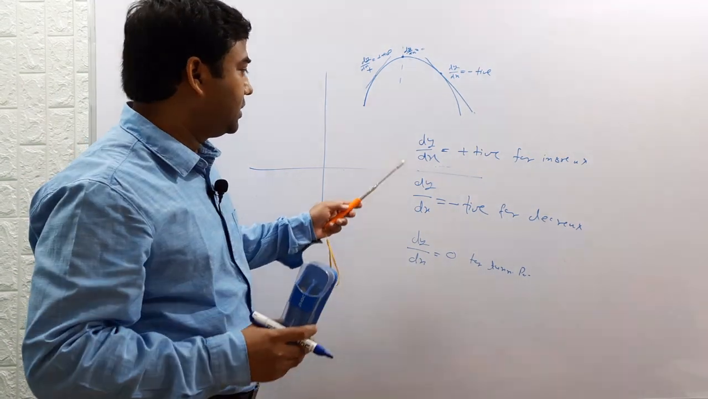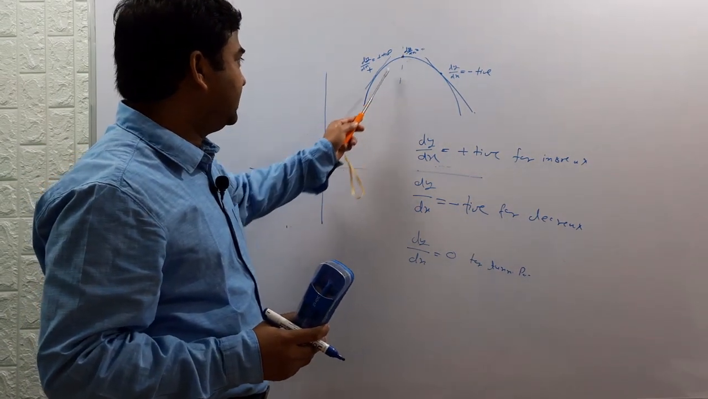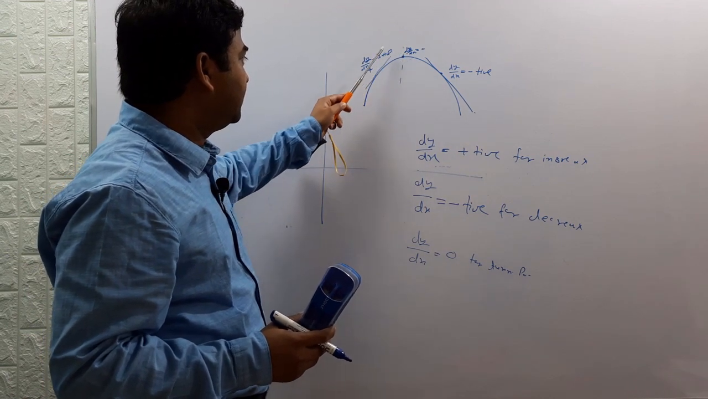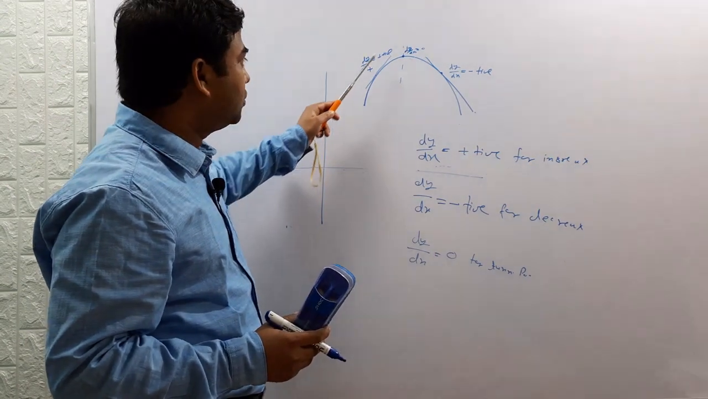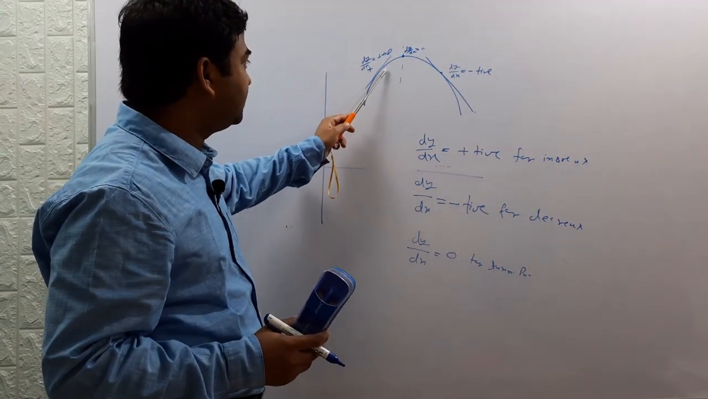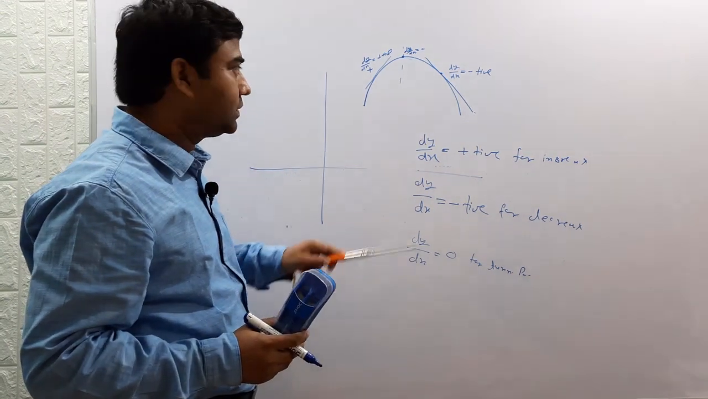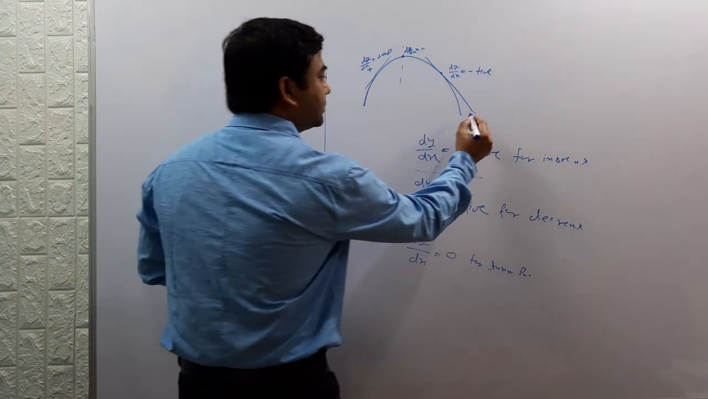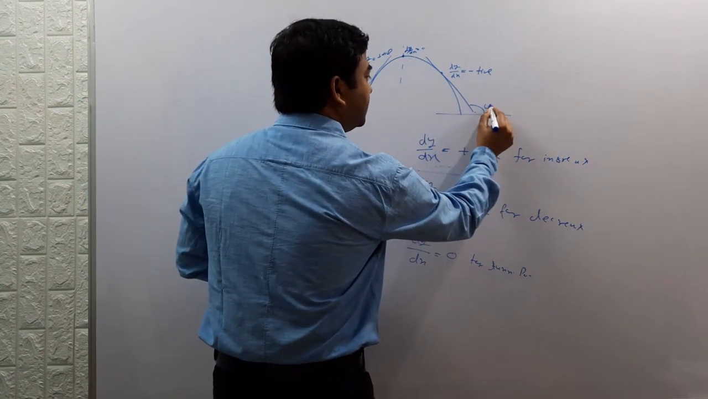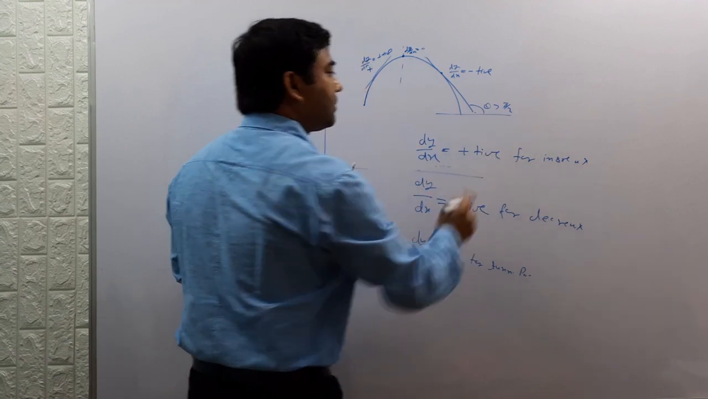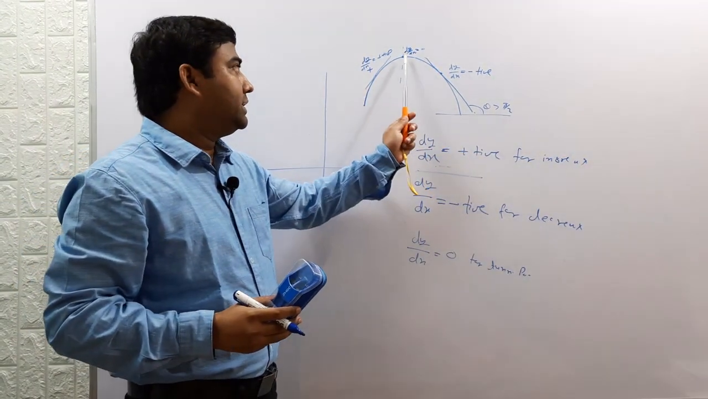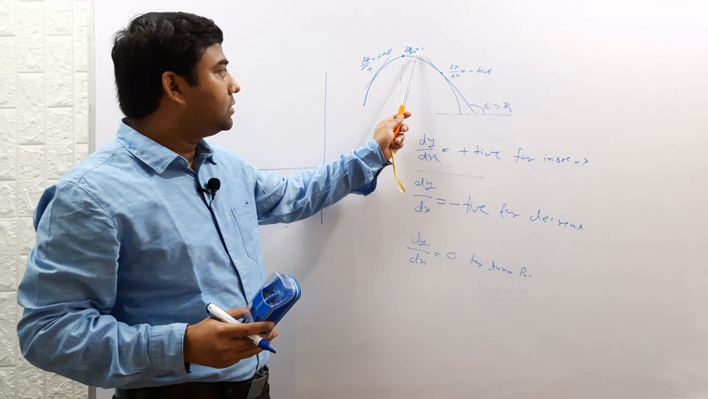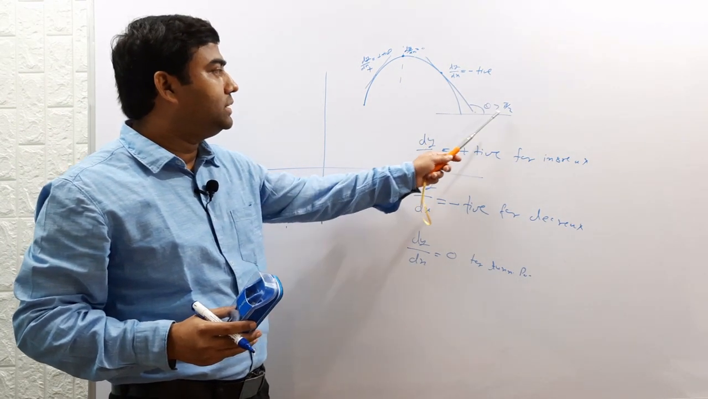So in this region, all the tangents will have angle less than 90 degrees. So at all these points the derivative will be positive. Similarly, in this region all the tangents will have angle with the x-axis more than 90 degrees. That means all the gradients of tangents in this region will be negative.